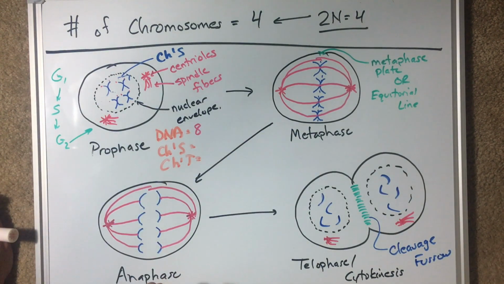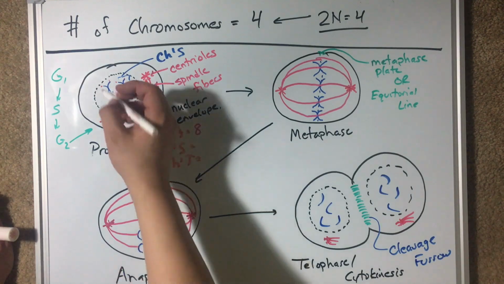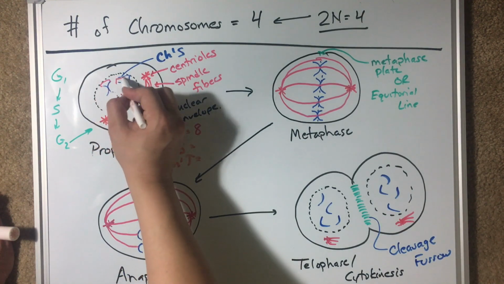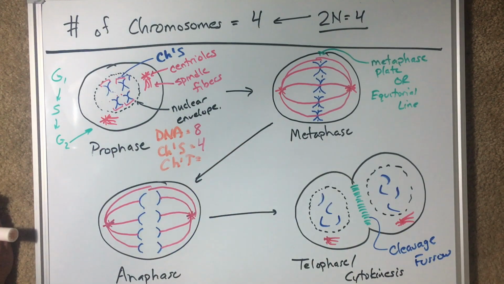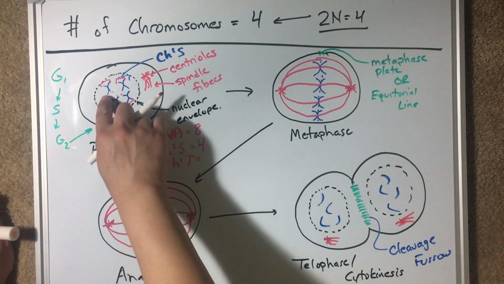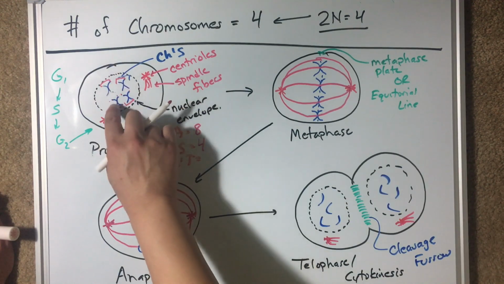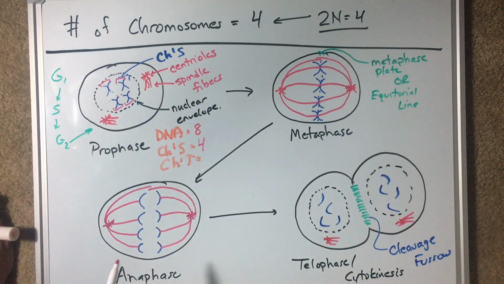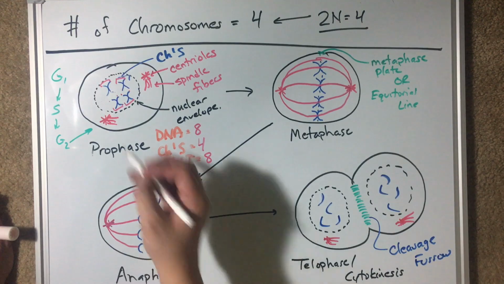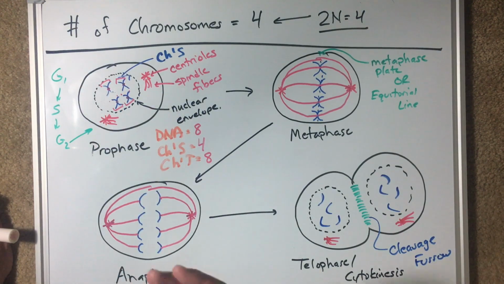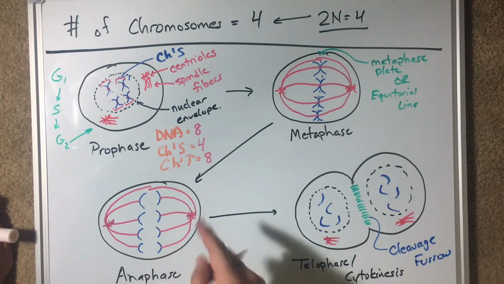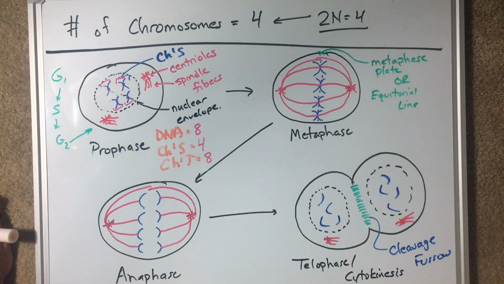Now the number of chromosomes. Well, how many entities do I see? I see 1, 2, 3, 4. And now how many sister chromatids do I have? 1, 2, 3, 4, 5, 6, 7, 8. I have 8 sister chromatids. Now if you want to, you could say how many centromeres do you have? There's 1 centromere, 2, 3, 4, and then multiply that by 2. So 2 times 4 gives you 8 sister chromatids.